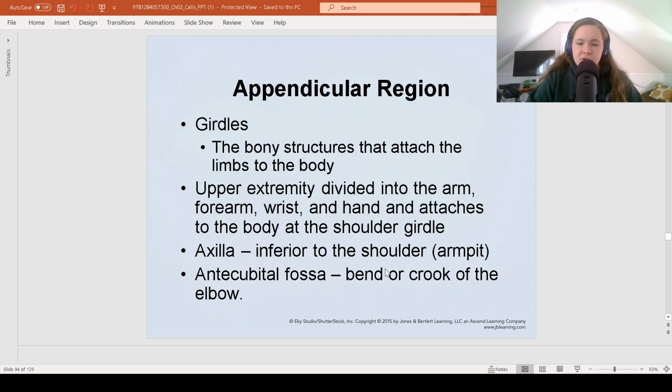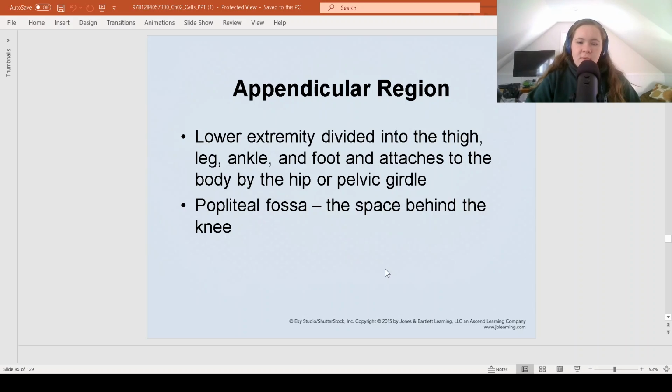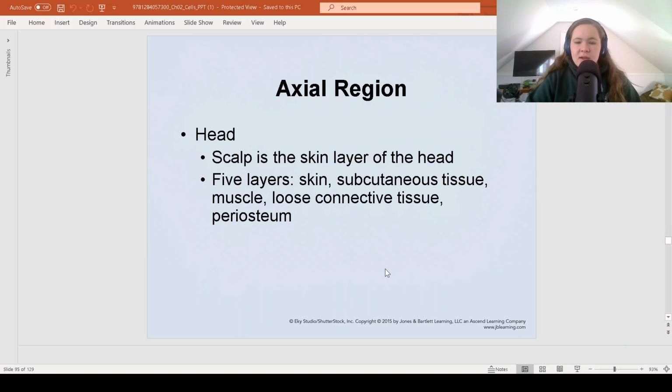Axilla is inferior to the shoulder, or the armpit. Antecubital fossa is the bend or crook of the elbow. The lower extremity is divided into the thigh, leg, ankle, and foot, and attaches to the body at the hip or the pelvic girdle. Popliteal fossa is the space behind the knee.